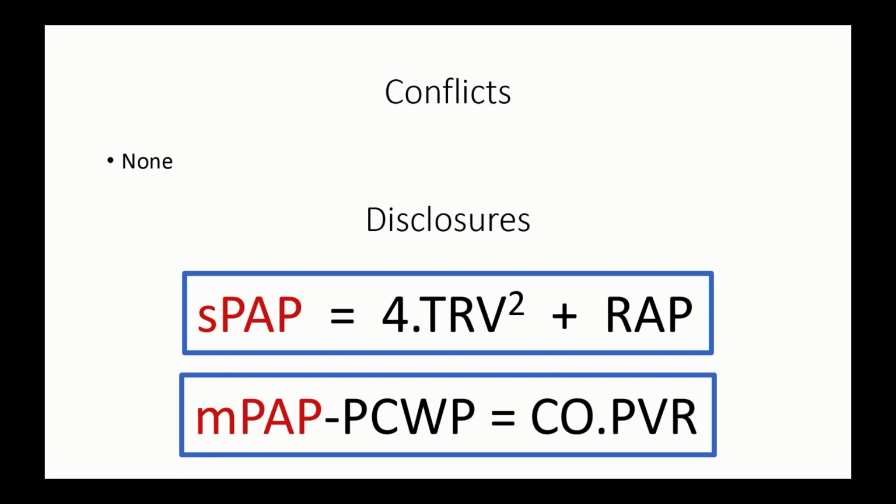One is the systolic pulmonary artery pressure equals 4 times the tricuspid regurgitation velocity squared plus the right atrial pressure. And this is the modified Bernoulli's equation. The other equation is actually Ohm's law, but in fluid dynamics. So you have the mean pulmonary artery pressure minus the pulmonary capillary wedge pressure, that's the pressure driving the flow, equals the cardiac output times the pulmonary vascular resistance.